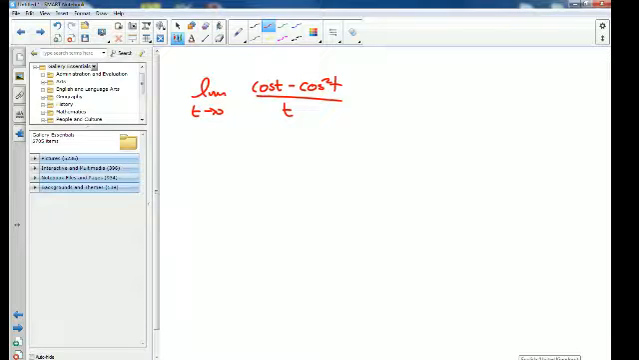Cosine t. What is the cosine of this? You must give up your life in order to do calculus. I give up. Take me to church.